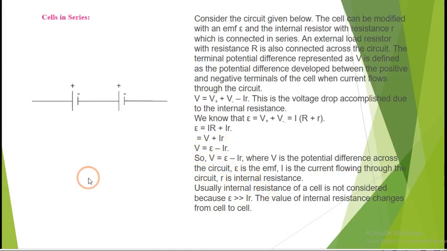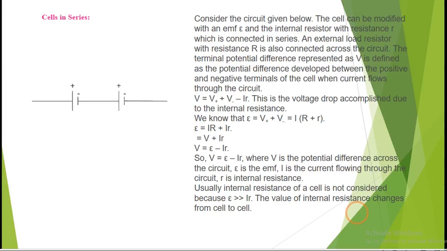Usually the internal resistance of a cell is not considered because EMF is much greater than Ir. The value of internal resistance changes from cell to cell. So for the series combination, you are not supposed to discuss much, because we all know that in series combination, the individual potential difference can be given by epsilon, that is EMF minus Ir.